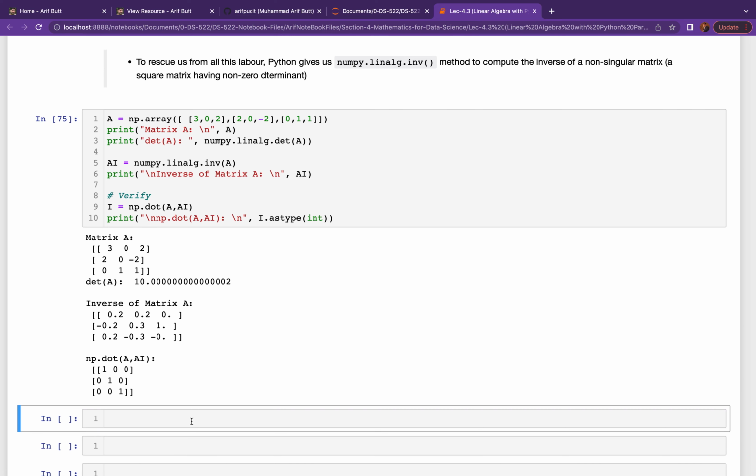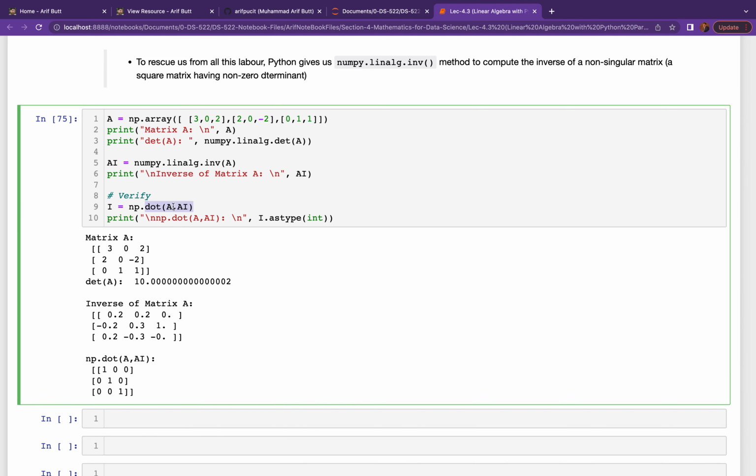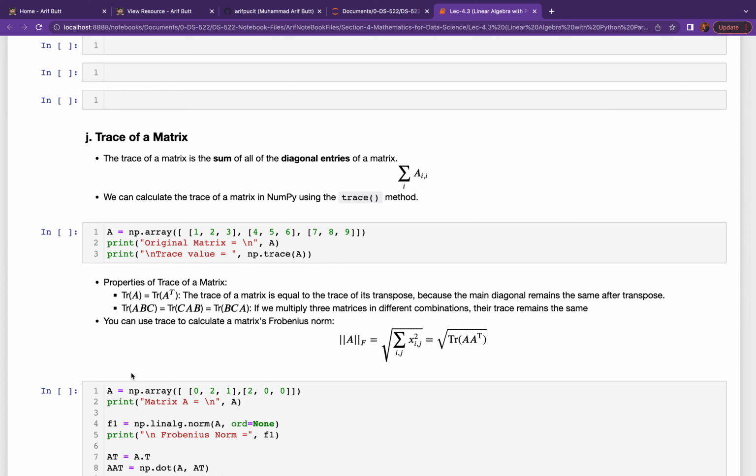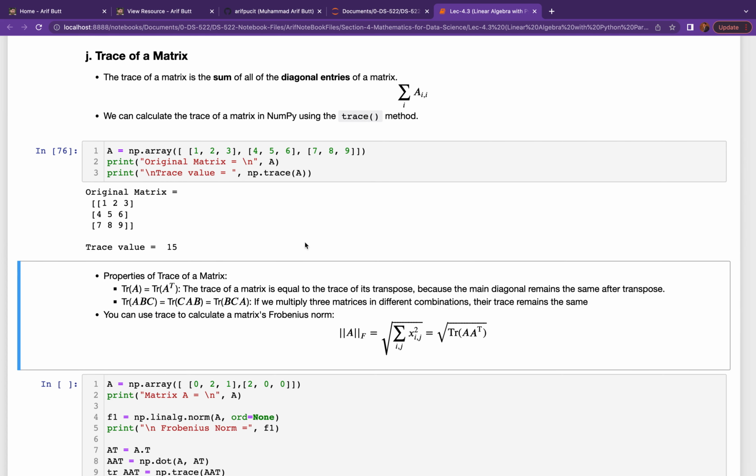And one important property of matrix inverse is that if you multiply a matrix with its inverse, you get the identity matrix. Great. So the next topic is the trace of a matrix. The trace of a matrix is the sum of all the diagonal entries of a matrix. Let me just run this code and show you this. So the sum of the diagonal elements is 15.